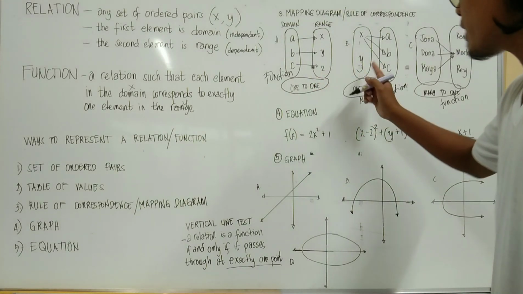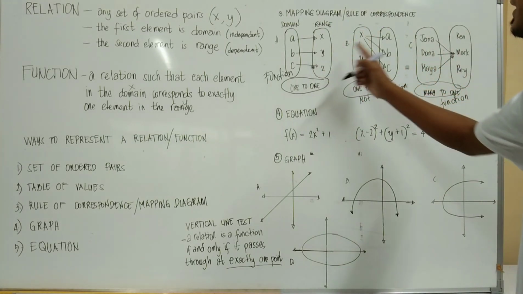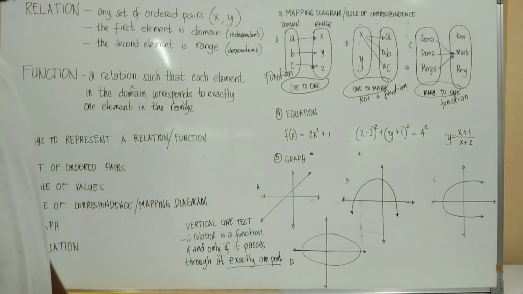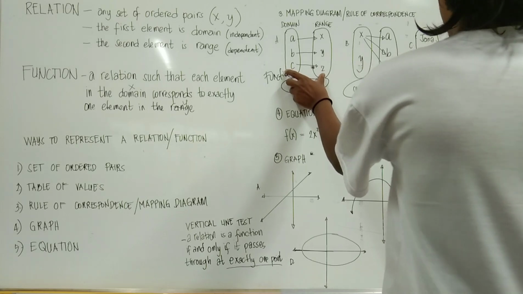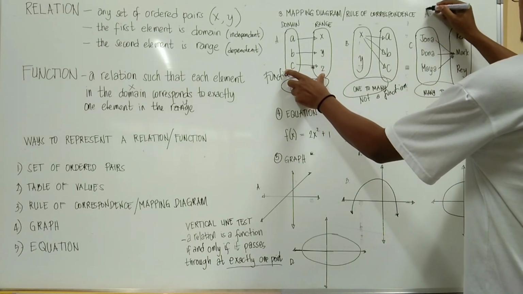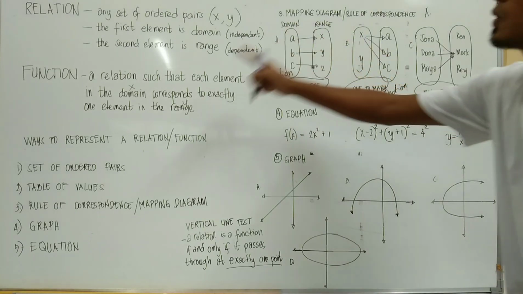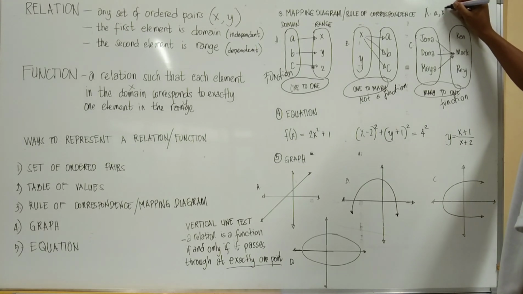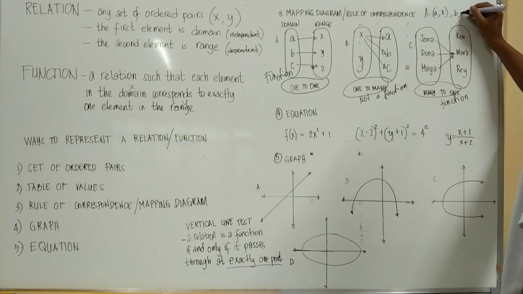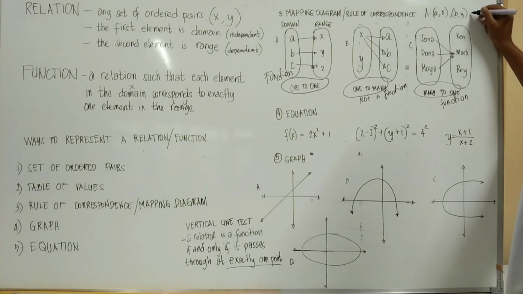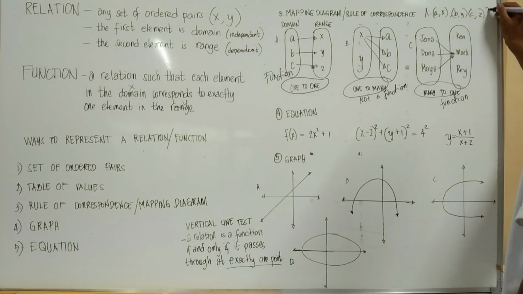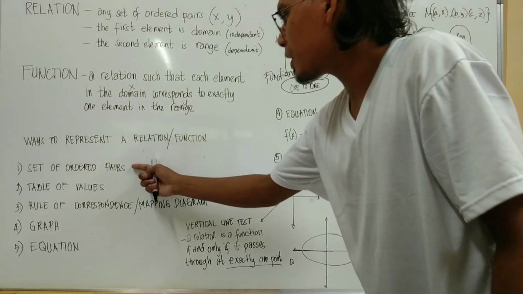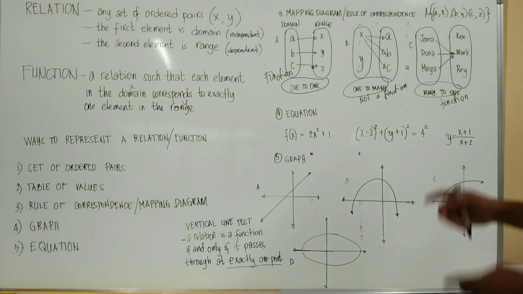Okay, so if you want to check, the mapping diagram can be converted into your set of ordered pairs or table of values. So we will take diagram A. Let us convert it into set of ordered pairs. So we have A and X. Then we have B and Y. Then last we have C and Z. So your mapping diagram can be converted into set of ordered pairs as well as your table of values if you want to check.